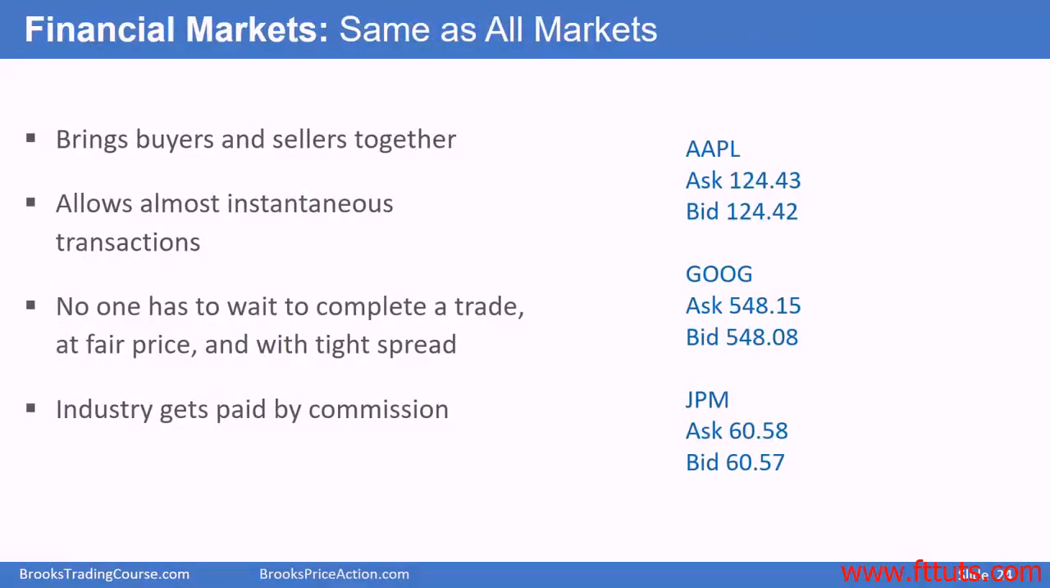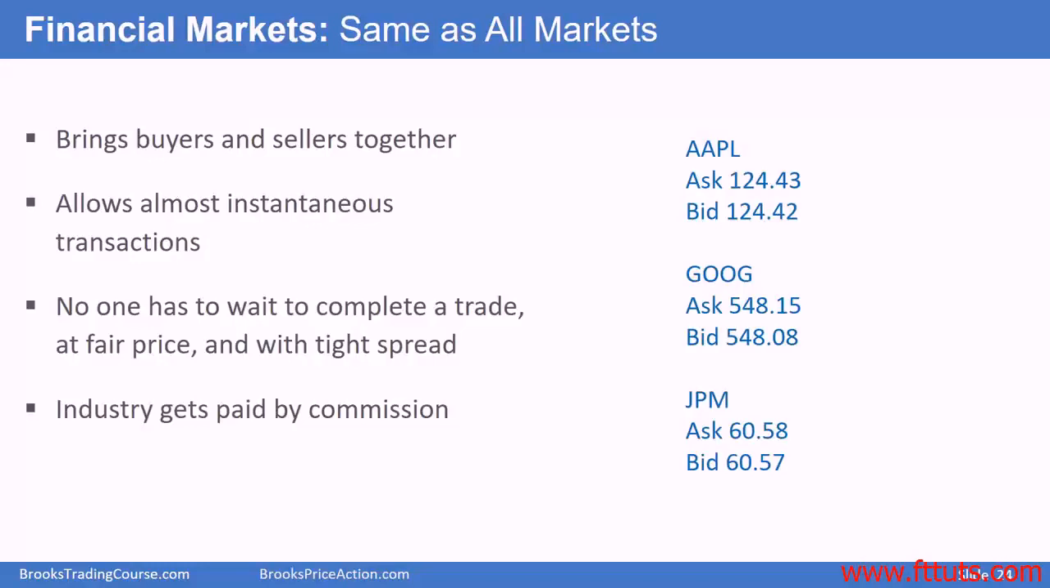Financial markets, same thing. They bring buyers and sellers together. The NASDAQ has Apple and Google. A lot of people at any instant want to buy Apple. They want to sell Apple. There are a lot of people who want to buy Google and sell Google. The New York Stock Exchange, JP Morgan. A lot of people want to buy JP Morgan. At the same time, a lot of other people want to sell it.